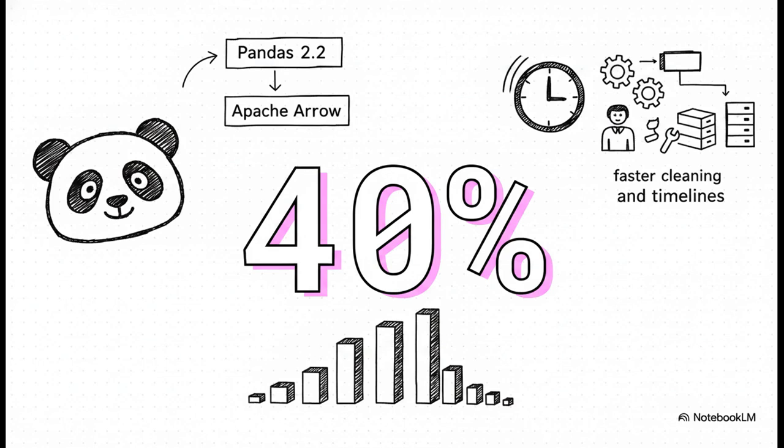Meanwhile, back down at the foundational data wrangling level, Pandas 2.2 has integrated Apache Arrow as its default backend. Now, this is a huge deal because it delivers a massive 20 to 40% memory reduction for typical datasets. When you consider that data scientists spend up to 80% of their time just cleaning and prepping data, this efficiency directly translates into way faster project timelines. It's a real game changer.